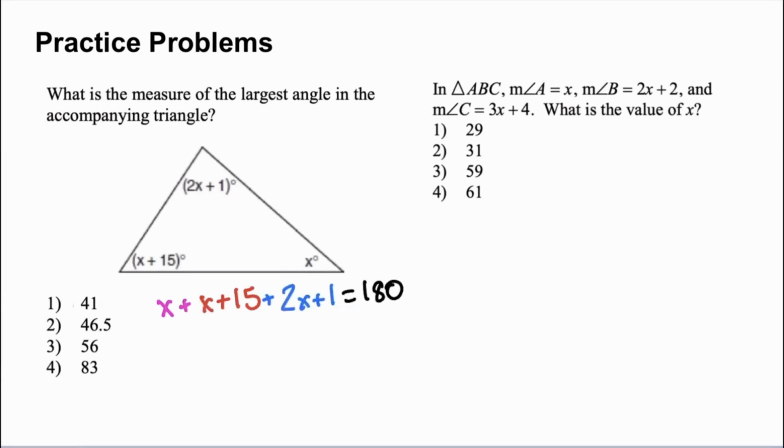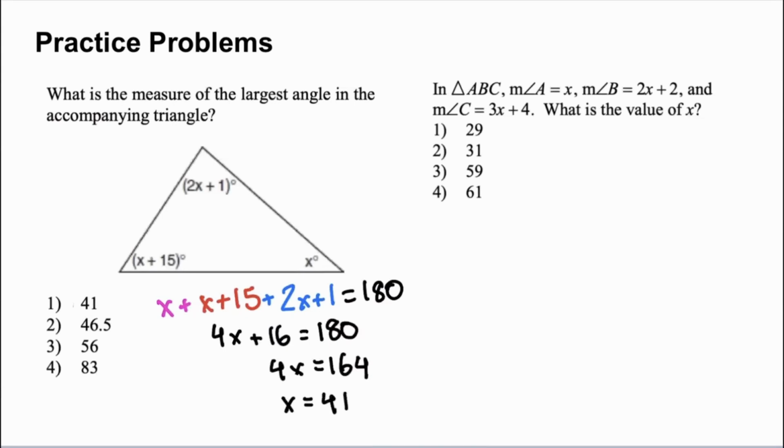Okay, now we're going to simplify these terms. We're going to clean up this left side. So we have 4x plus 16 is equal to 180. We're going to subtract this 16 on both sides just to get rid of it. So we have 4x is equal to 164. You're going to have a calculator during this test, so there's no need to go through the mental math, just put it in your calculator. Divide by 4 on both sides and we get that x is equal to 41.